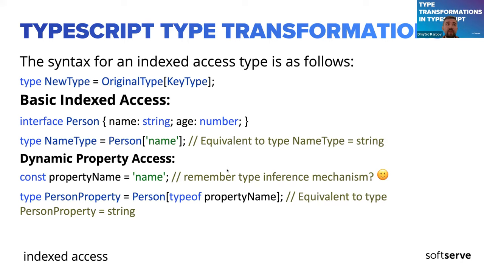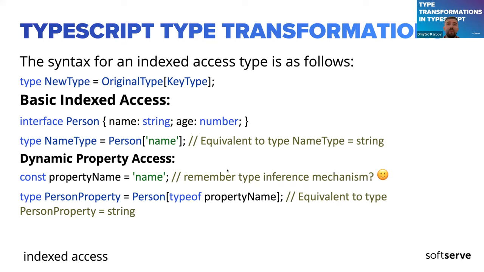Now, another trick of indexed access is dynamic property access. We can actually dynamically extract the type. As I mentioned, remember the type inference mechanism? Yeah, the property name is going to be string automatically. And if we look at the line where we define the person property type, we're basically getting the type out of the property name, which is string, and then trying to extract the string.